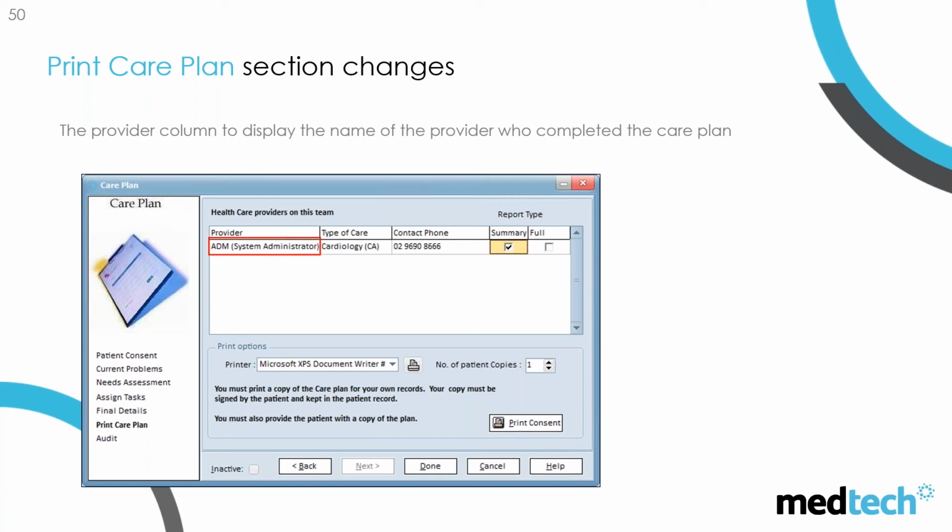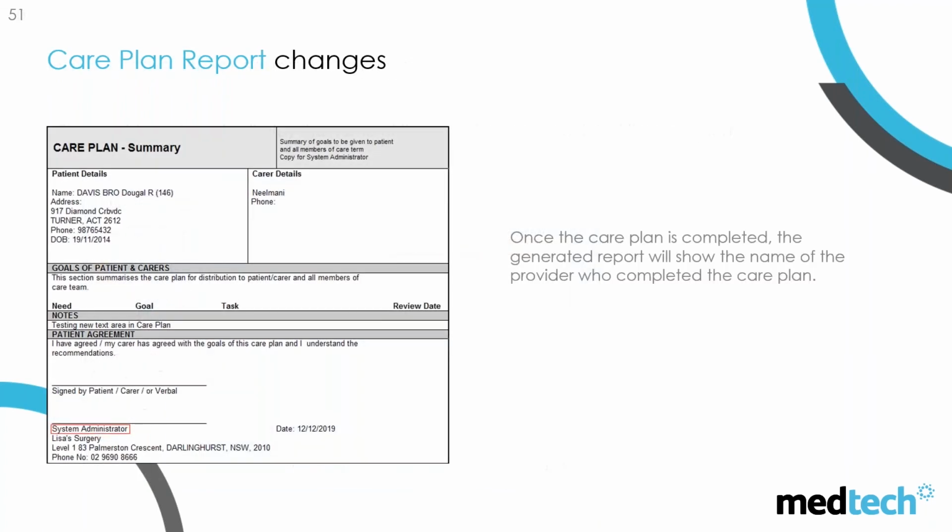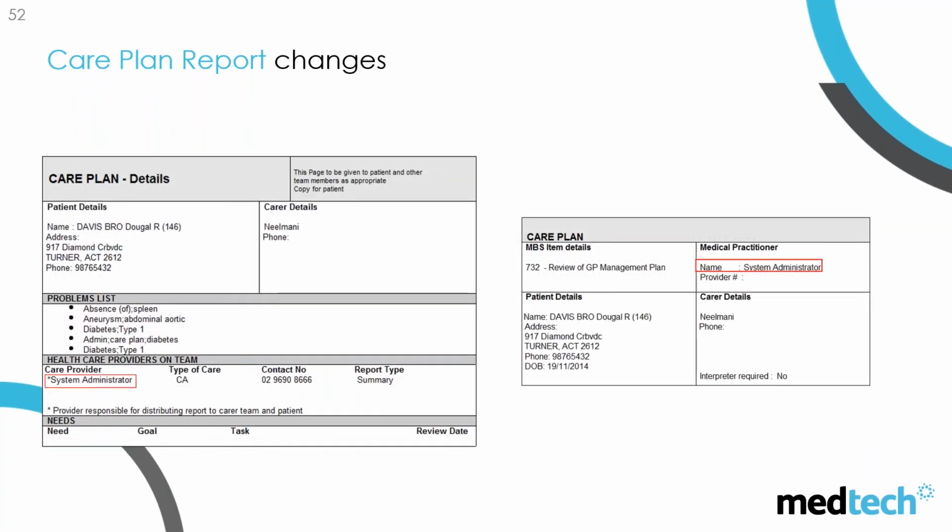The user will be prompted with a warning if the created for field is left blank. You can see it's highlighted there, and there it comes up on the care plan report, and you can see it's in the healthcare providers on team section, available under the medical practitioner itself. So it's obviously still highlighted there as the default, which is the admin user.